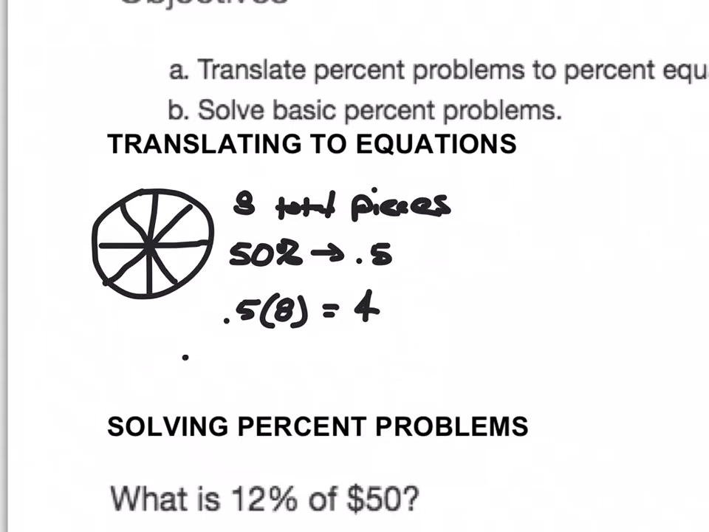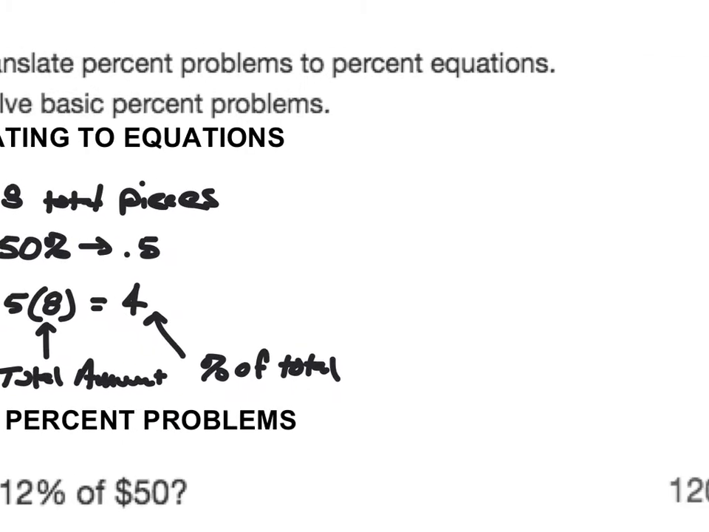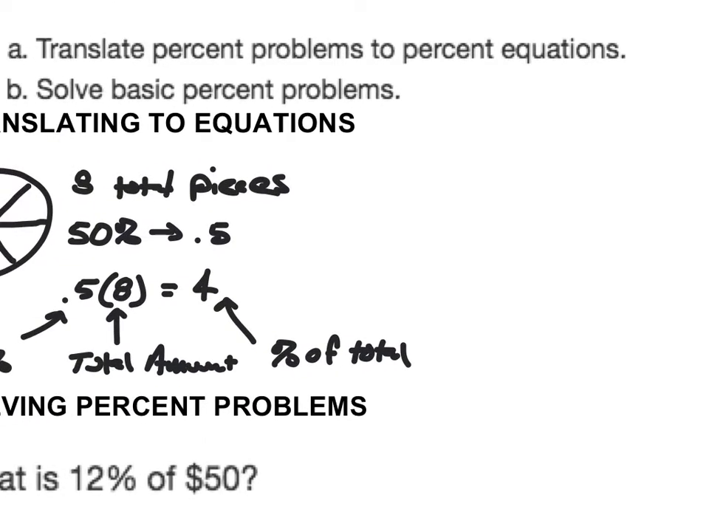So this number here is your percent, in decimal form. The 8 is your total amount, and the 4 is your percent of total. This is what we typically use to find percentages of numbers, which is what we're doing in this section. But I want to talk about this equation that we wrote here, and there's a formula for it. It's the percentage times the total amount is equal to the percent of the total.